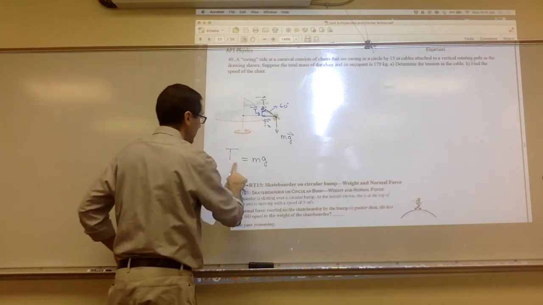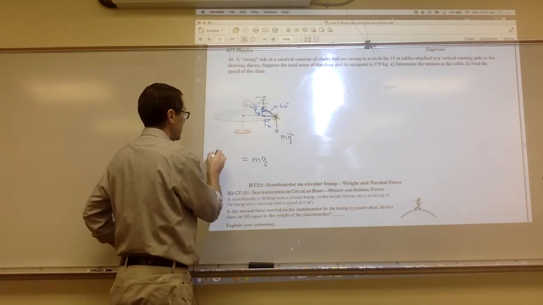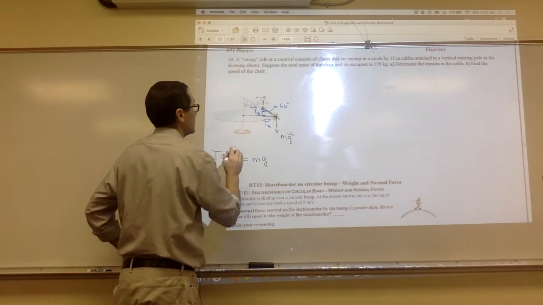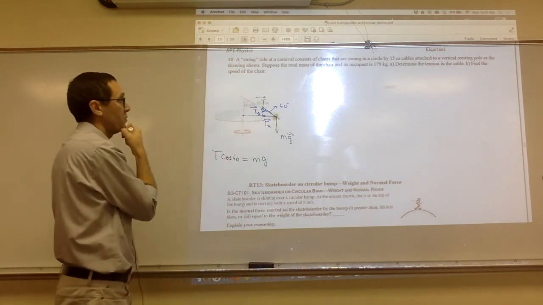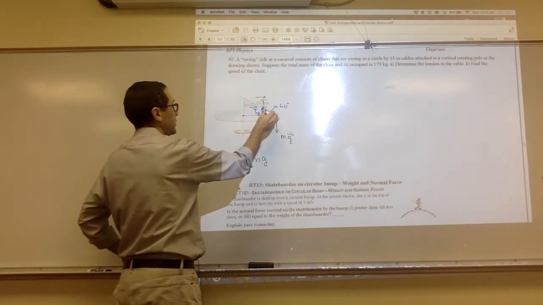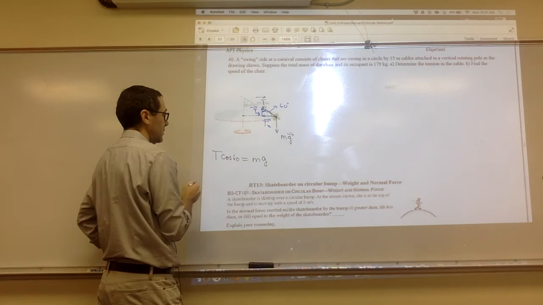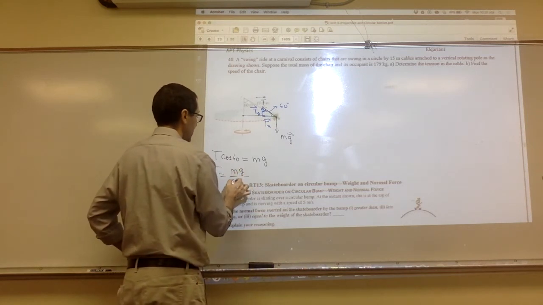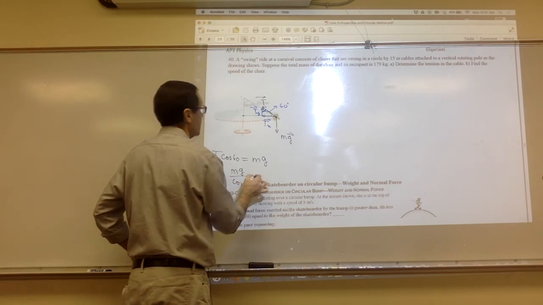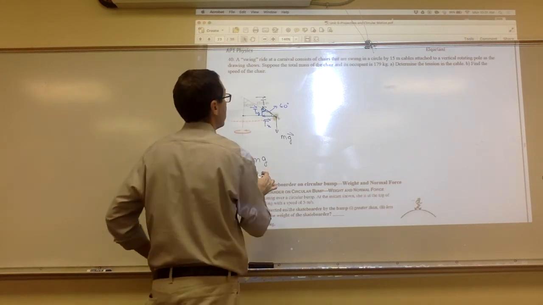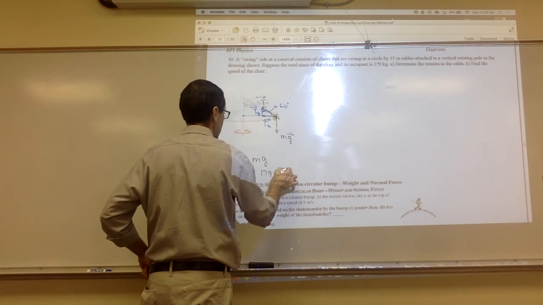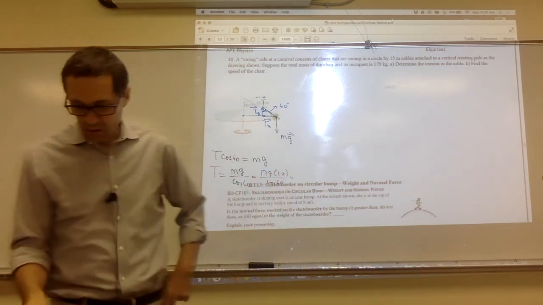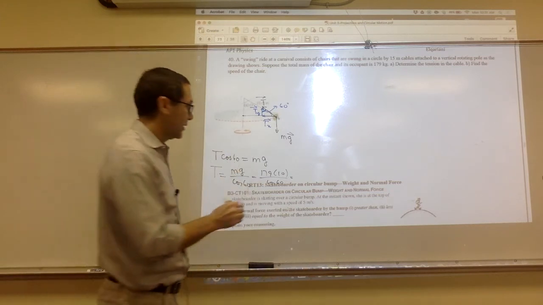Okay, so Ty, and I hope you can see this, the Ty is just T cosine of 60 degrees, right? The Ty is the adjacent with respect to that angle. Now, if you want to work with 30, you can, but it doesn't make a difference. So T is basically mg over cosine of 60, which is 179 times 10 divided by cosine of 60, and that should give us a tension of 3,580 newtons.